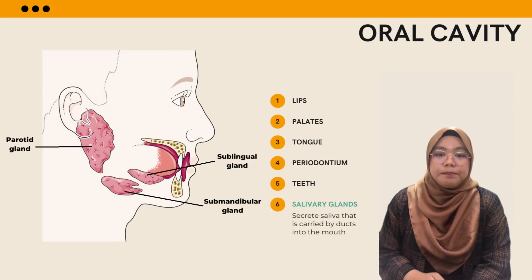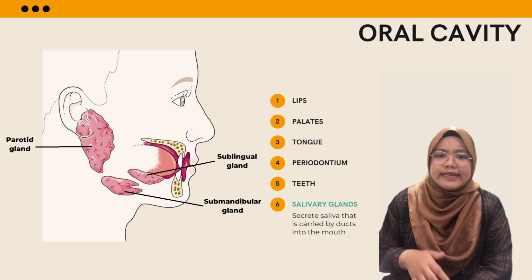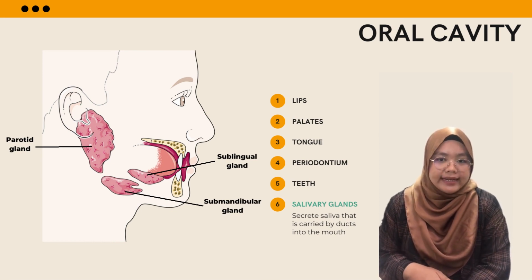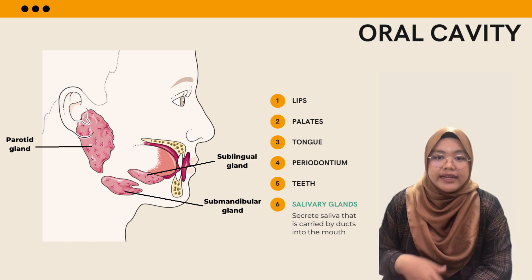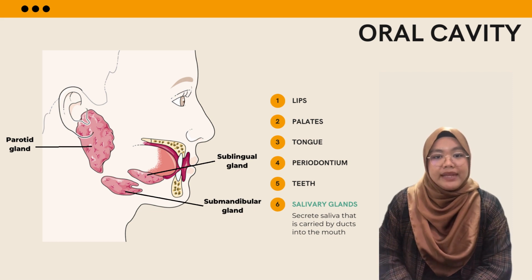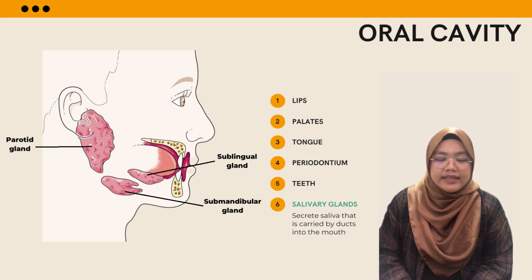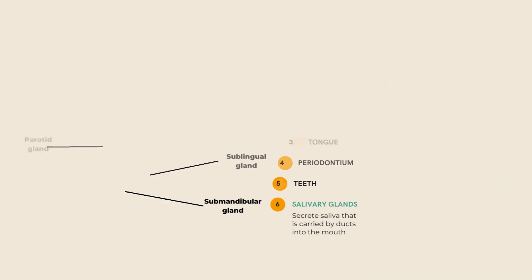There are 3 pairs of salivary glands, which are the parotid gland, sublingual gland, and submandibular gland. They secrete saliva that is carried by ducts into the mouth. Saliva is a colorless liquid that maintains moisture in the mouth, and it contains the digestive enzyme amylase.